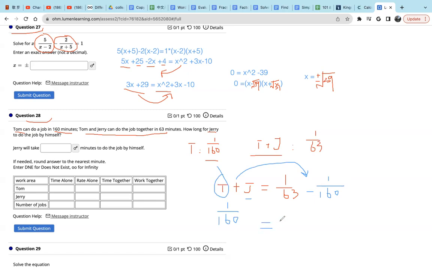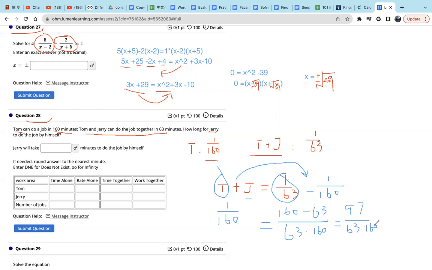So that equals 160 minus 63 divided by 63 times 160. Because we need a common denominator, right? We multiply this number by 160 divided by itself, and this number by 63 divided by itself. So 160 minus 63, we get 97, divided by 63 times 160.